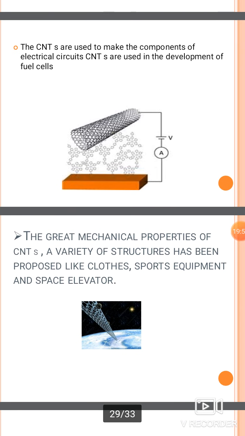CNTs are used to make components of electrical circuits. CNTs are used in the development of fuel cells. In our normal circuit it is also the same, but here we attach a carbon nanotube to the positive terminal, with a voltmeter and an ammeter connected, then the substrate, where carbon nanoparticles are deposited. So here we mention that carbon nanotubes can also be used in fuel cells and electrical circuits.